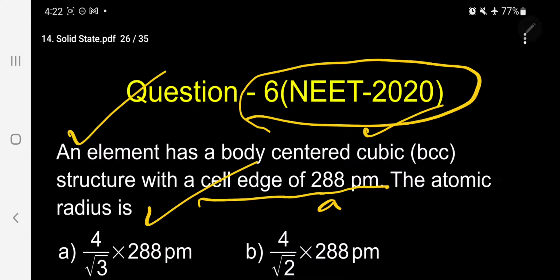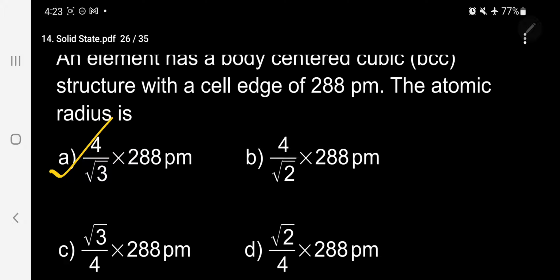Let me give you an idea. They just want to know the radius of the particular lattice, body centered. There is simple cubic, there is body centered, there is face centered. Each one has a characteristic value for R that you have to memorize. In my video I have given it in the form of a table. There are 4 options: A) 4 by root 3 into 288, B) 4 by root 2 into 288 picometer, C) root 3 by 4 into 288 picometer, D) root 2 by 4 into 288 picometer.